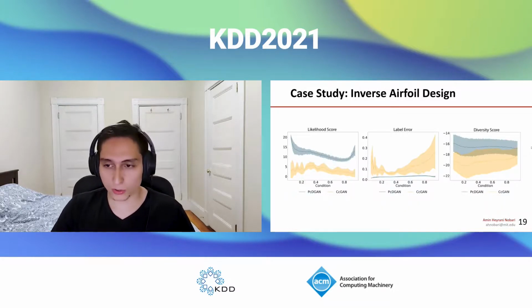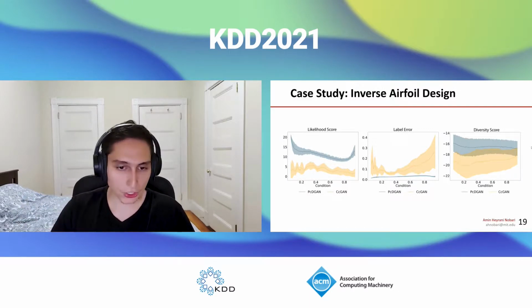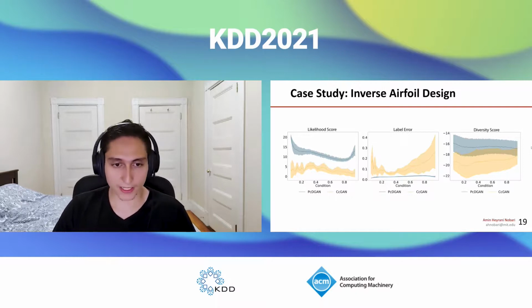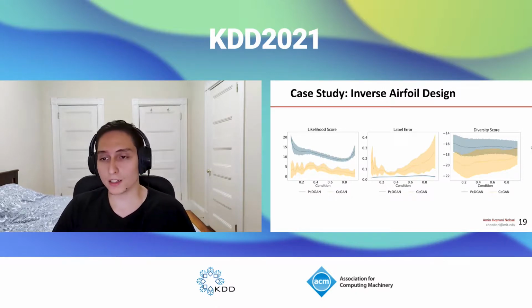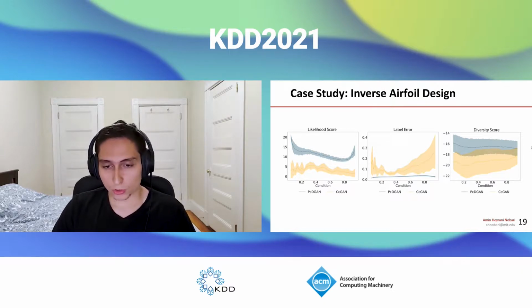So again, similar trends are seen: high diversity, lower label error, and much better likelihood in this case as well compared to the state of the art, which again shows how effective PcDGAN can be at just meeting specific requirements, but also maintaining diversity, basically doing the two primary things that we need from a design tool simultaneously.